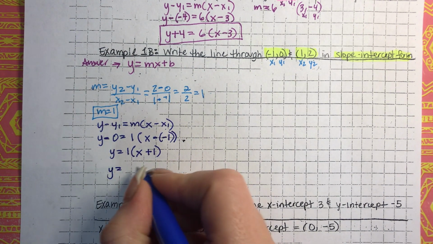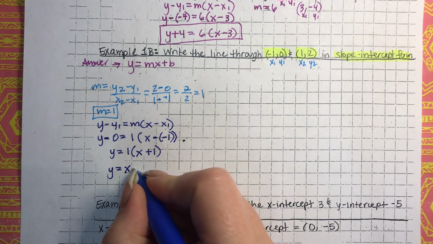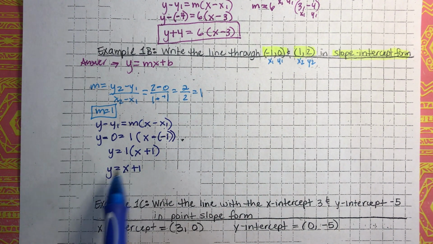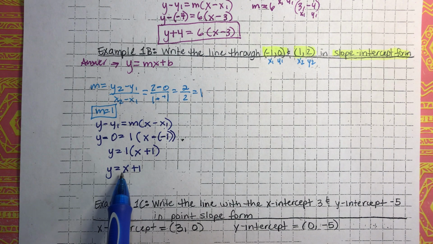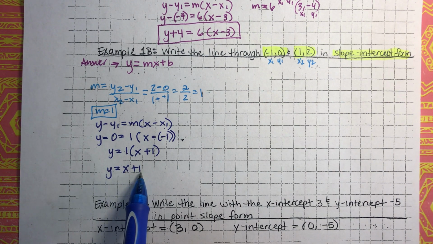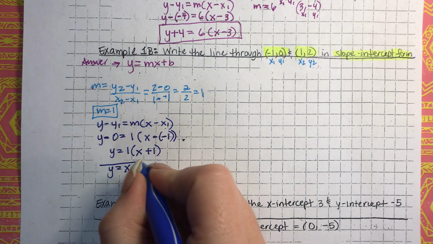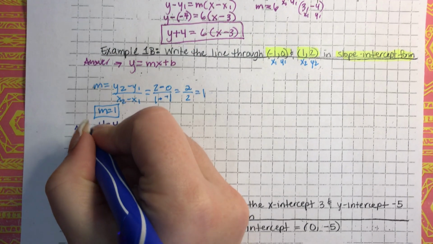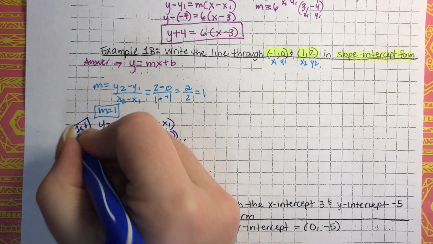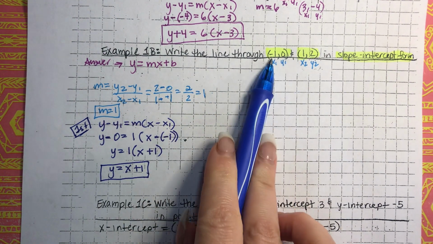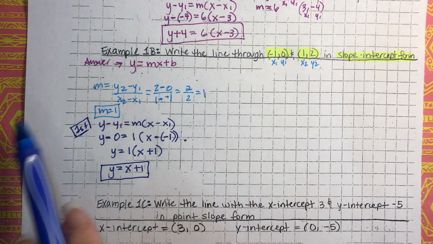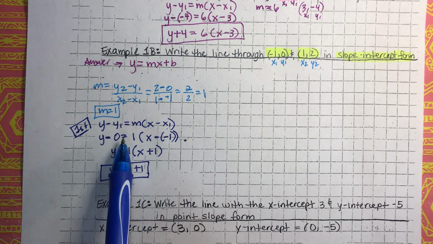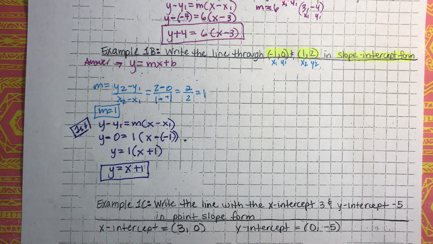So I really end up with x plus 1, and that is in slope-intercept form. This is solve for y, my slope is 1, and my y-intercept is 1. So this is the answer, doing it this way. This is the first way you could do it: take that slope and take one of these points. It really doesn't matter which one. Stick it into the point-slope formula, and then solve it for y.